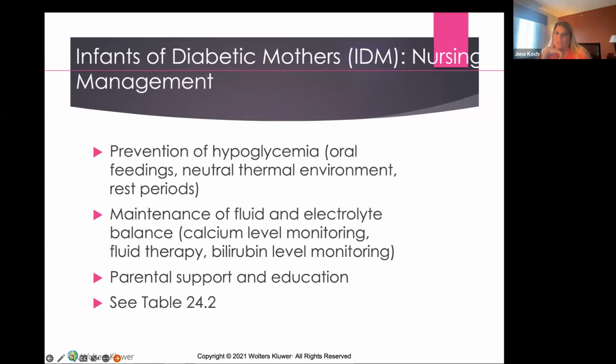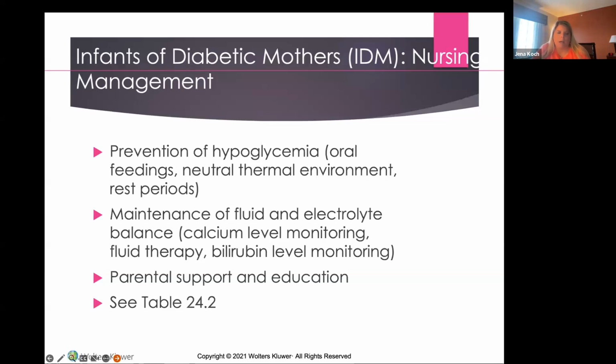So what are we going to do as nurses? We want to prevent that hypoglycemia, so starting feedings early. If we need to supplement with formula along with the breast milk, we can do that as well. Making sure they have a nice neutral thermal environment, because we know that cold stress increases oxygen demands and glucose consumption. Making sure they're resting. If a baby is consistently crying and upset, they're using that energy, using their glucose. We want to monitor calcium levels.